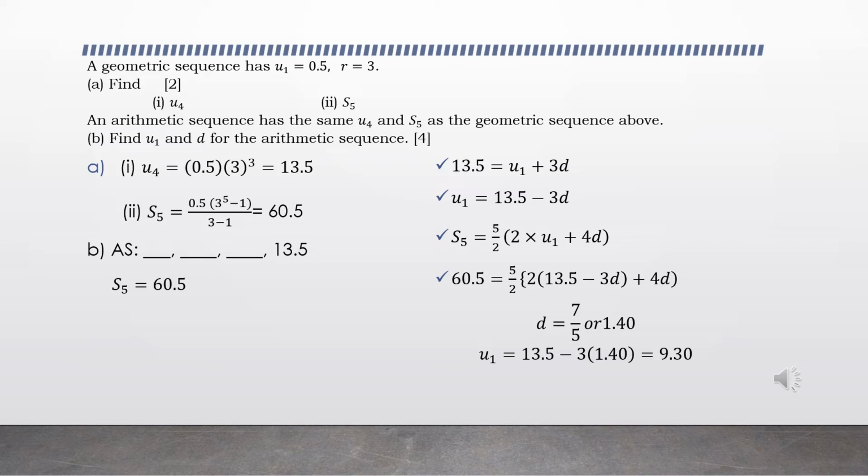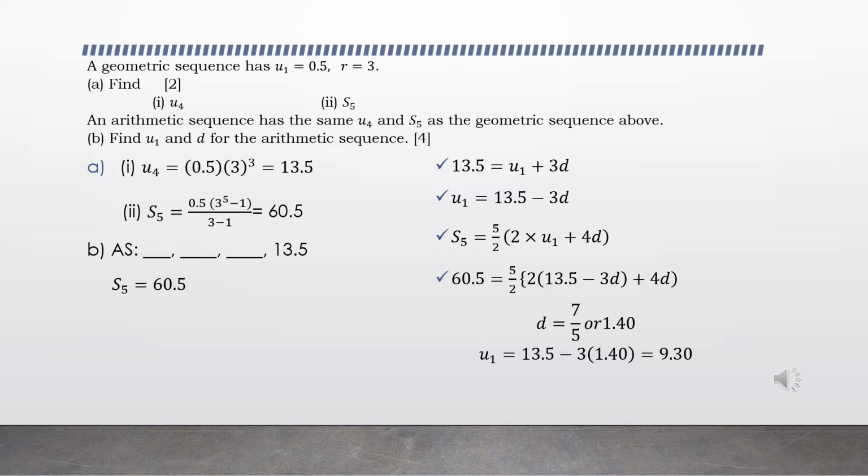Another simple task is to find u sub 4 and the sum of the first five numbers in a geometric sequence which has u sub 1 equal to 0.5 and r equals 3. Normally we write the formula, then the substitution. Here in this slide, I got rid of the formula. You can look it up in your formula booklet.